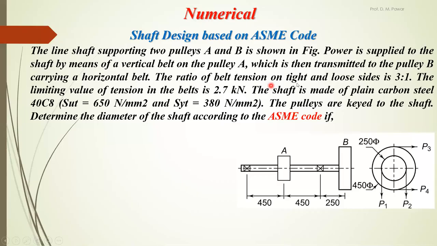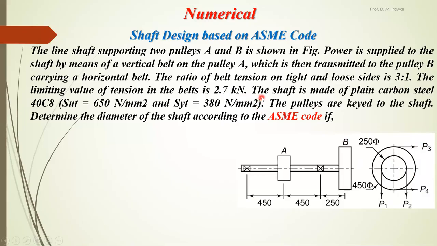The ratio of belt tension on tight side and loose side is given, that is 3:1 for both the pulleys. The limiting value of tension in the belt is 2.7 kilonewton. See, the limiting value is given, meaning maximum tension in the belt is given, but there are two pulleys, like two belts. So where will be the maximum, either for P1 maximum or for P3 maximum? That is not given. That we have to find.